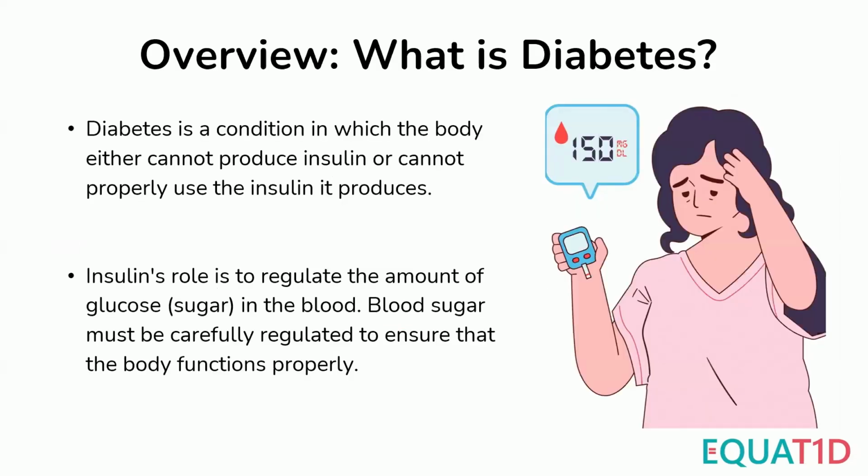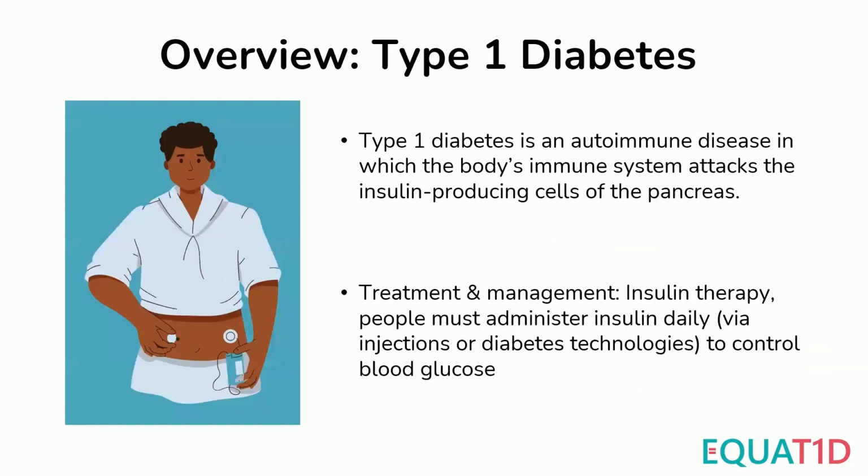So, just a brief introduction to ensure we're all on the same page. Diabetes is a condition in which the body either cannot produce insulin or cannot properly use the insulin it does produce. And the role of insulin is to regulate the amount of sugar or glucose in the blood, which must be regulated carefully to ensure proper functioning. So specifically, type 1 diabetes is an autoimmune condition in which the immune system destroys over time the insulin producing cells of the pancreas, leading to a loss of insulin production.